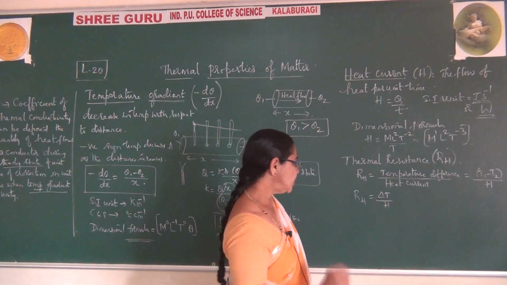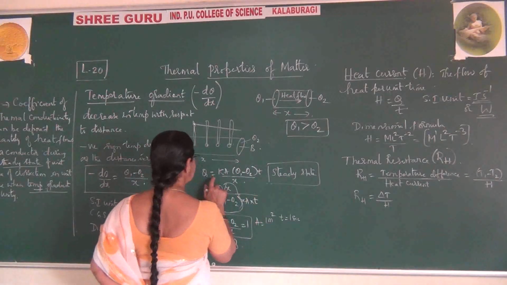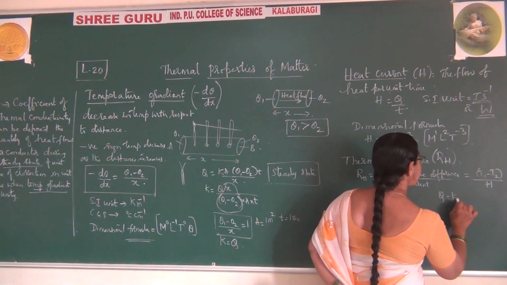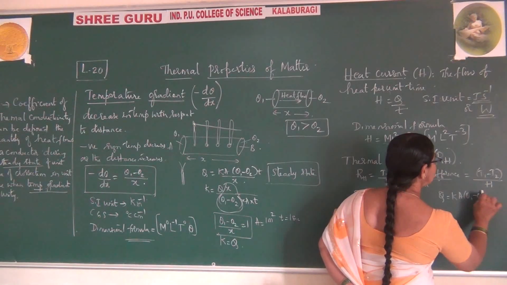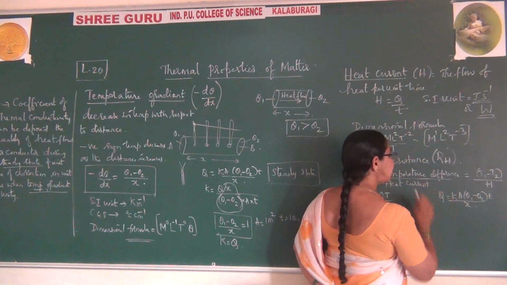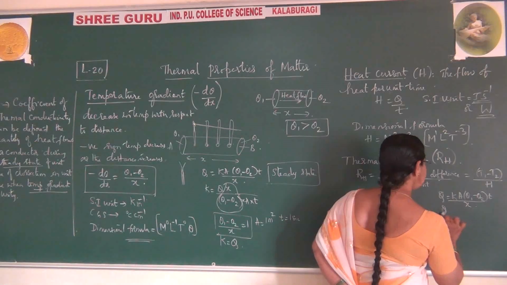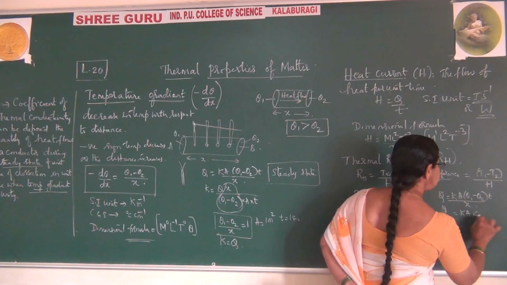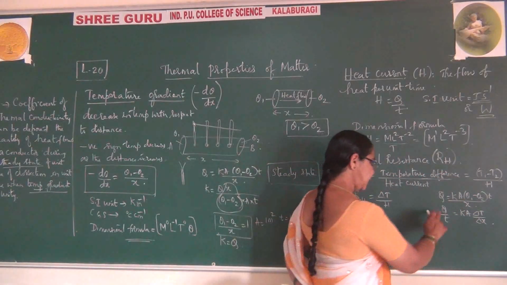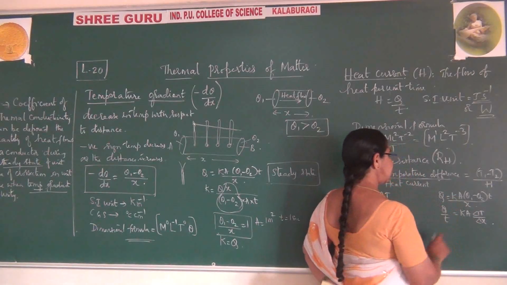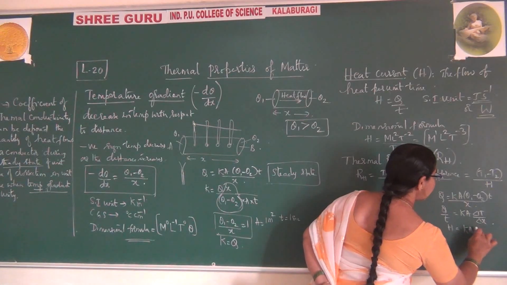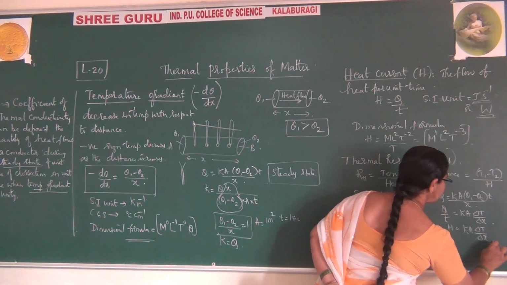You please observe here. Just now we have learned the formula. Q is equal to Ka (theta 1 minus theta 2) into T by X. This you know already. Now I write it as Q by T is equal to Ka delta T by delta X. So Q by T is equal to Ka delta T by X. You already know Q by T is H, where H is equal to Ka delta T by delta X.